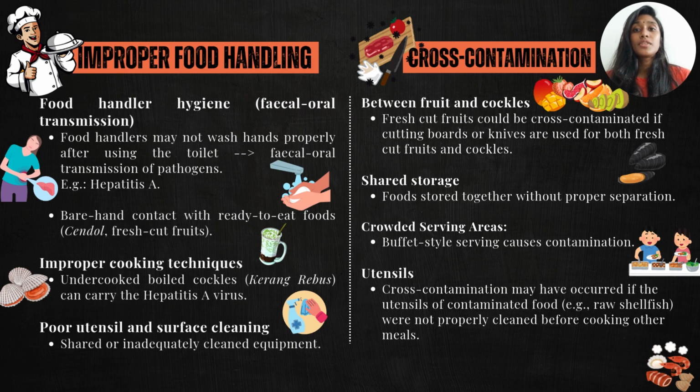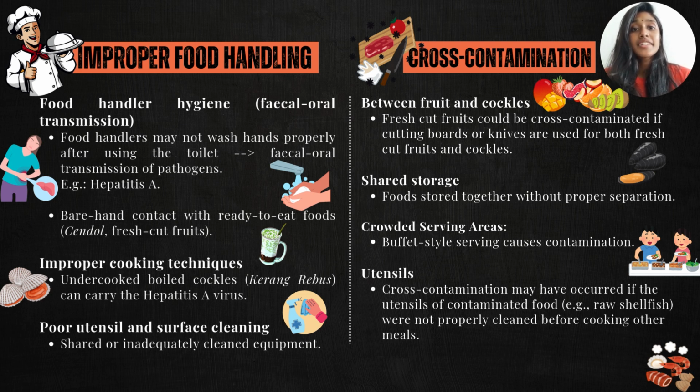First, let's look into improper food handling, which plays a significant role in the spread of hepatitis A. When food handlers fail to wash their hands properly after using the toilet, fecal-oral transmission of pathogens occurs. An example is the hepatitis A virus. Chendol and fresh-cut fruits are high-risk items because they often require no further cooking to eliminate pathogens. Using bare hands to handle ready-to-eat foods increases the risk of contamination. Gloves or utensils should be used as a barrier.